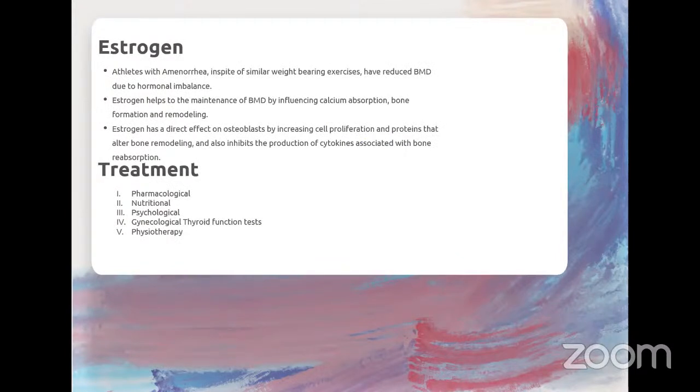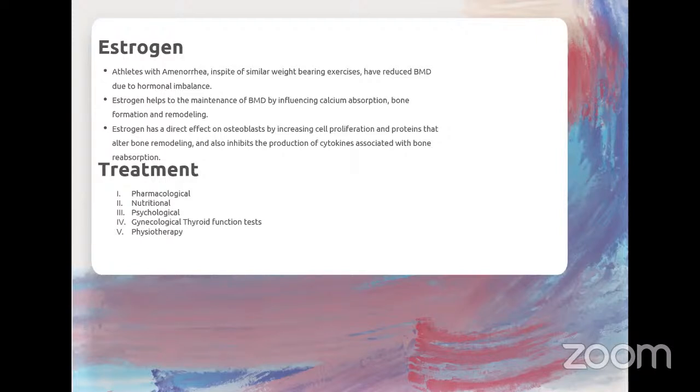Now, estrogen. So this plays a role more importantly in athletes who are suffering from amenorrhea. What happens is that because of hormonal imbalance, the production of estrogen in the body reduces. Okay, and estrogen is very important for maintaining good bone mineral density, because it will influence the calcium absorption and thus help in bone formation and remodeling.